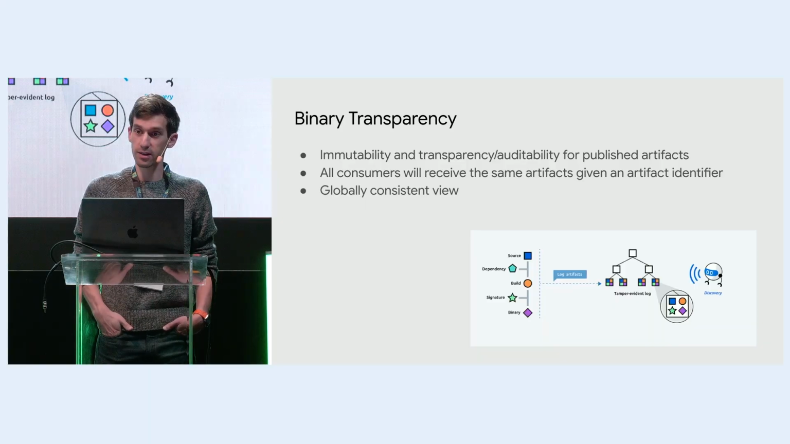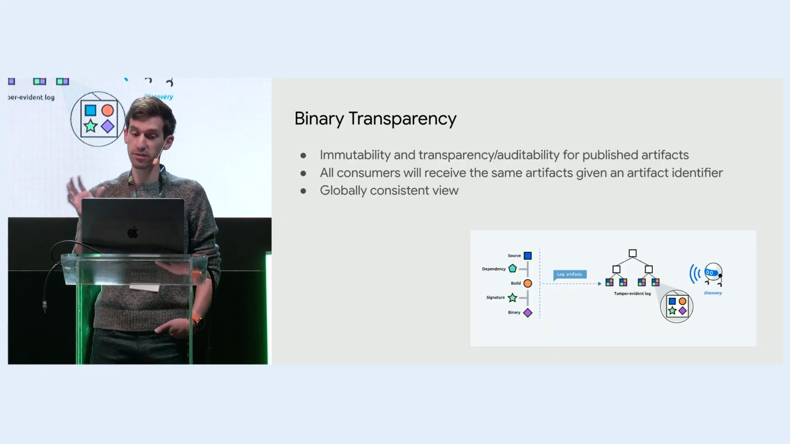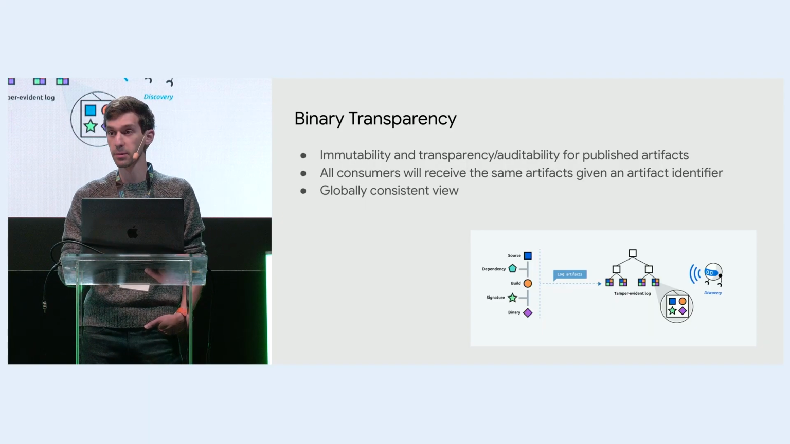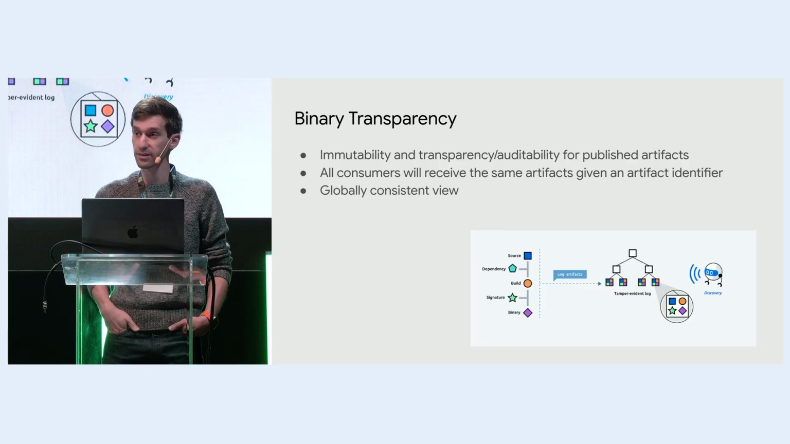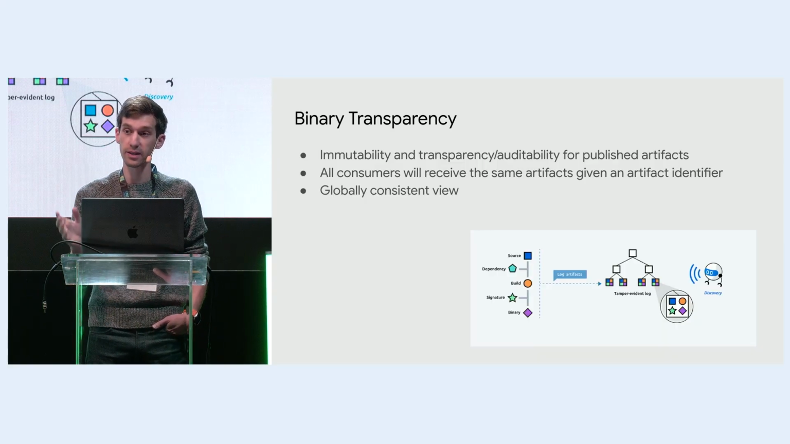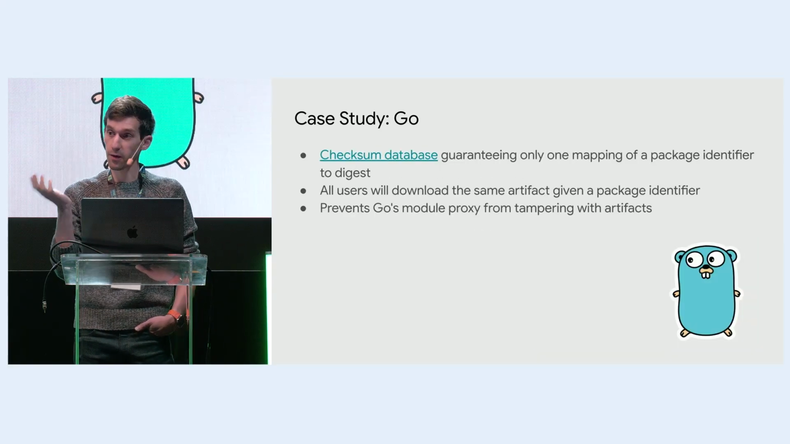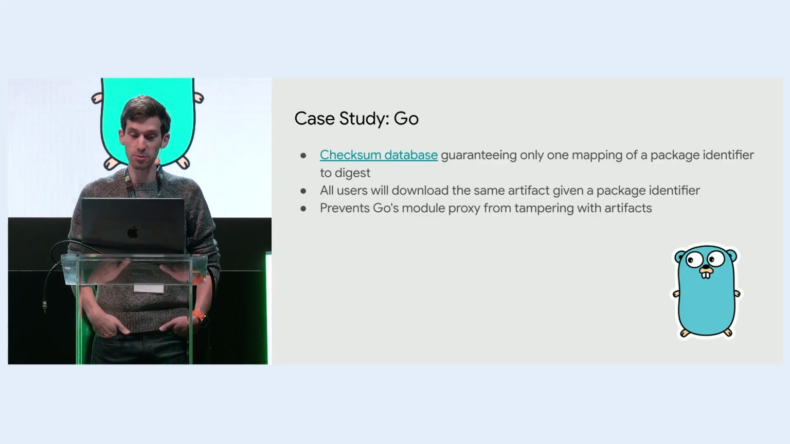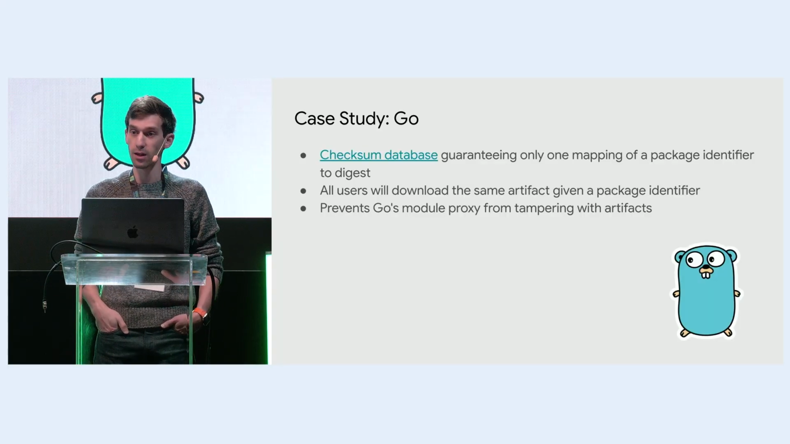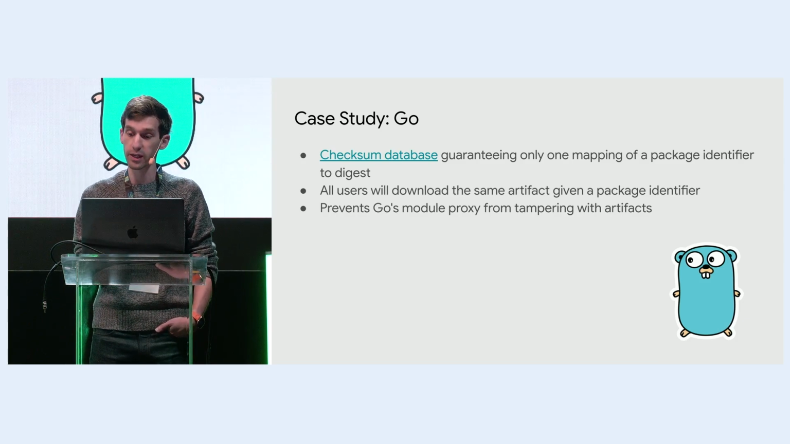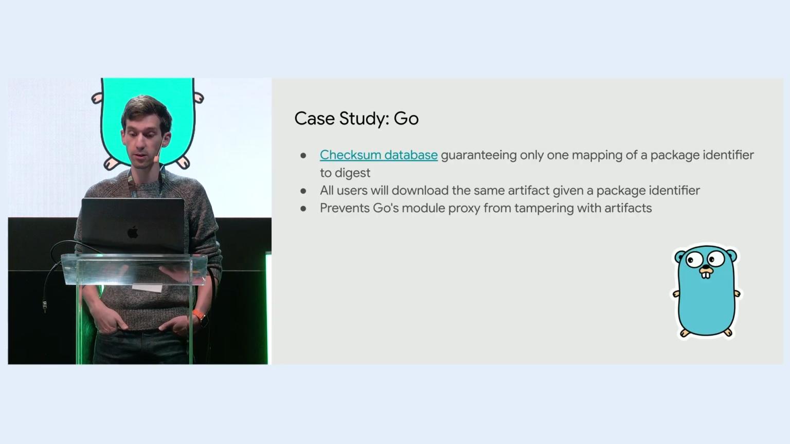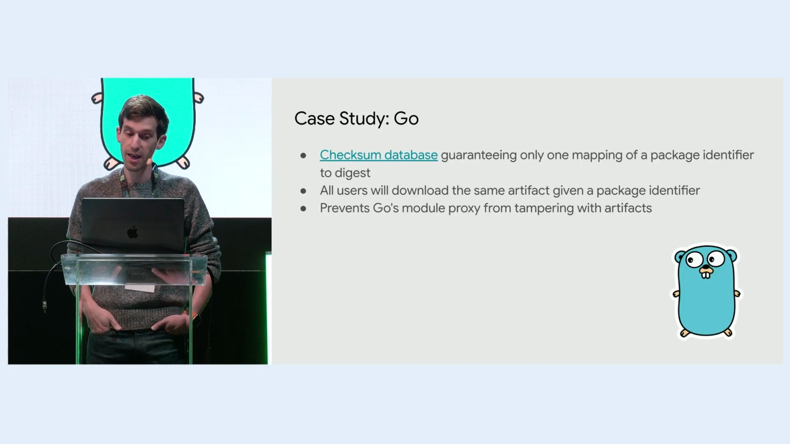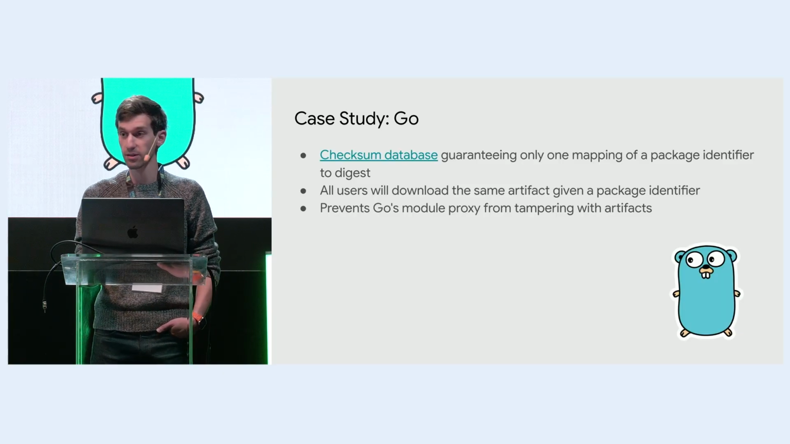So binary transparency is very much a catch-all term. So here I'll define this as immutability and auditability for published artifacts. All consumers will receive the same artifacts given an artifact identifier, and we have a globally consistent view. Now, I don't need to talk too much about Go because we heard a lot about this in the previous talk, but Go is a great example of binary transparency with its checksum database that includes this mapping between a package identifier and a digest, which will guarantee that all users are going to download the same artifact given a package identifier, and it will prevent Go's module proxy from being able to tamper with artifacts.